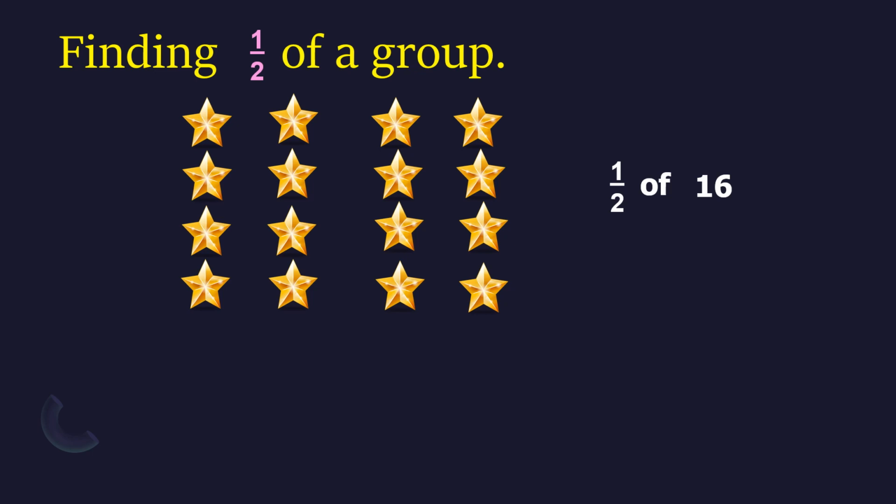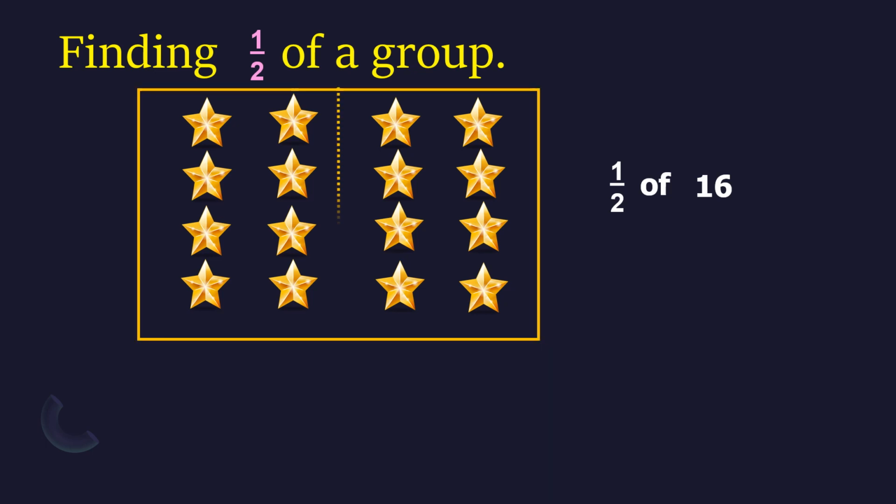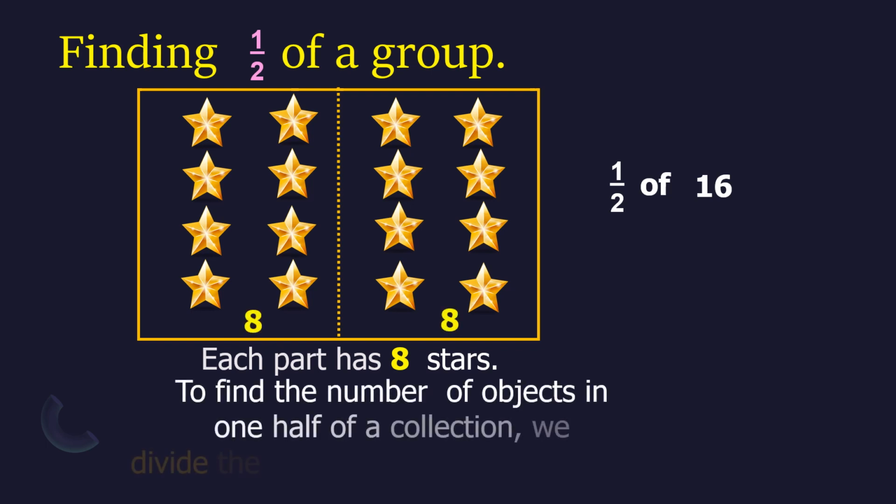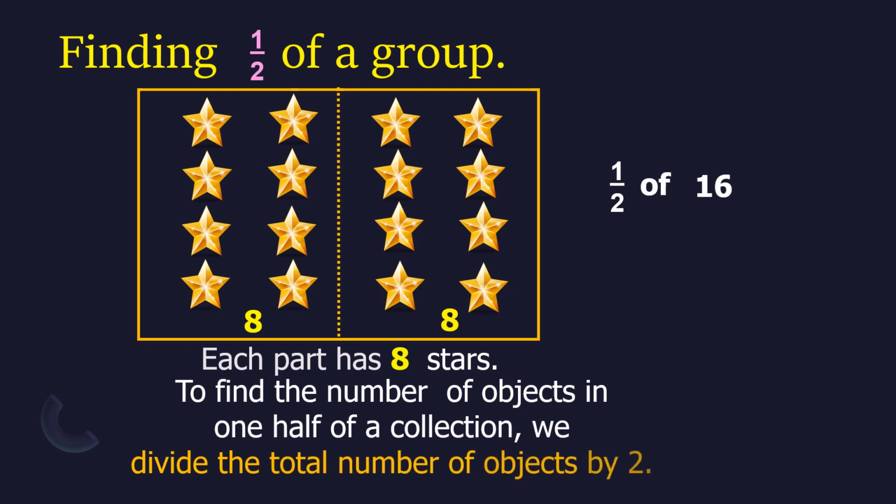2. So we should divide the 16 into 2 equal parts. Let us divide this into 2 equal parts. So how many stars are there in each part? Each part has 8 stars. So to find the number of objects in 1 half of a collection, we should divide the total number of objects by 2. That means 16 divided by 2 is equal to 8.